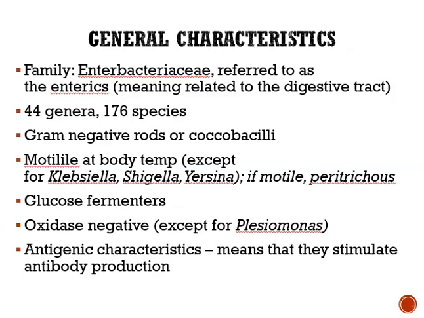They are motile at body temperature, and there's a couple of exceptions to that. Klebsiella, Shigella, and Yersinia are not motile. If they are motile, then they're peritrichous, which, if you remember from Unit 1, means that they have flagella all the way around. They are all glucose fermenters. They are all oxidase negative, meaning that they do not produce the enzyme cytochrome oxidase.